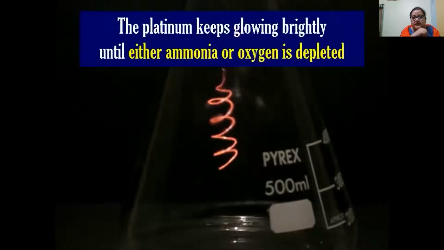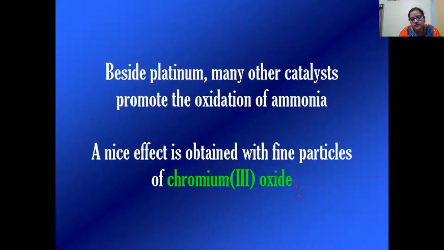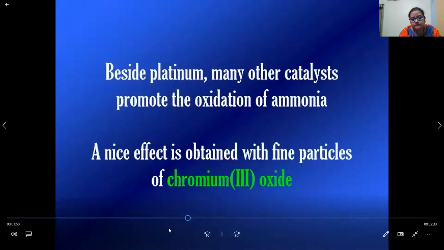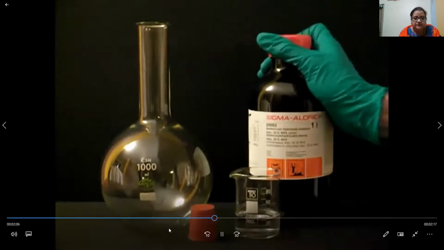It keeps going brightly until the ammonia is used up. Now this is also further used in the preparation of nitric acid. That is the Ostwald's process. You can even use chromium oxide, that is Cr2O3, instead of platinum. But I think platinum is in our syllabus. This is also a very nice effect.